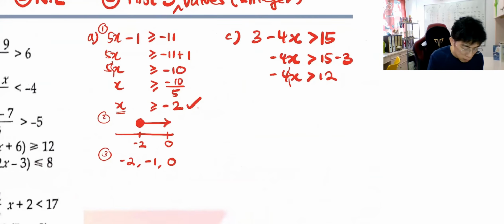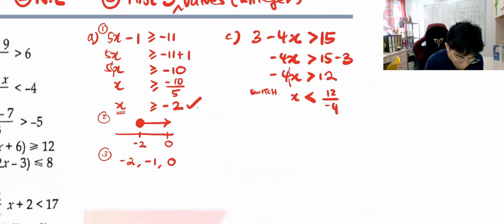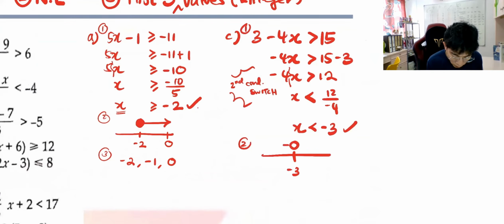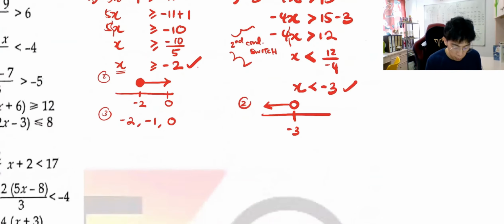See here. You know that, teacher, this one is 12 over minus 4 already. Then I have to switch. You saw that or not? Switch. So I put there second con. Second con means second condition, like what we mentioned just now. Then x lesser than -3. After you get this, step 1 is done. And then step 2 says what? Number line, please. So I put there -3. I put the circle there. Then I move this side.